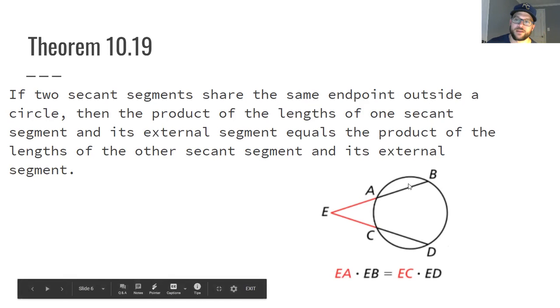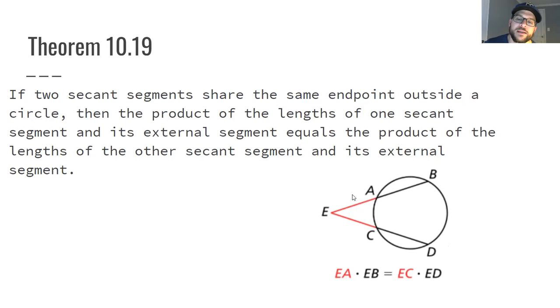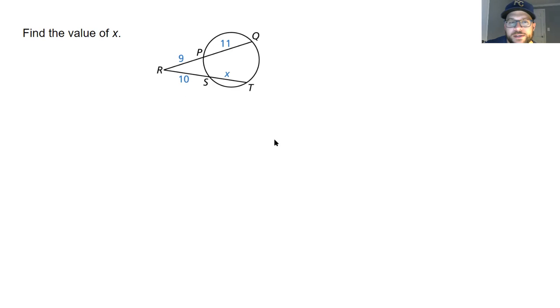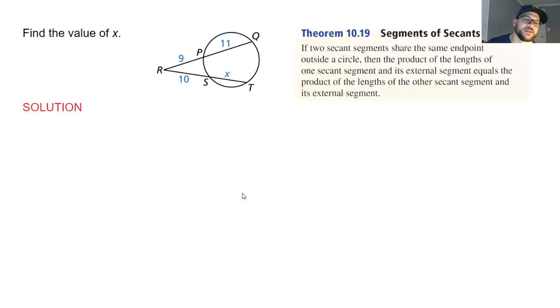So it's not like the chord one where it's just each individual part. For your secant, it's external times whole, external times whole. So let's look at these for this first example. These are both secants. They're crossing the circle twice. So the secant proportion formula is external times whole, external times whole.